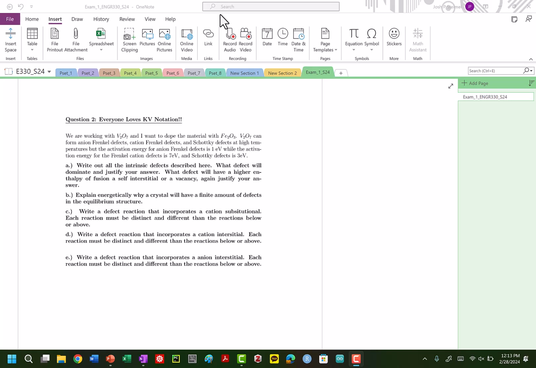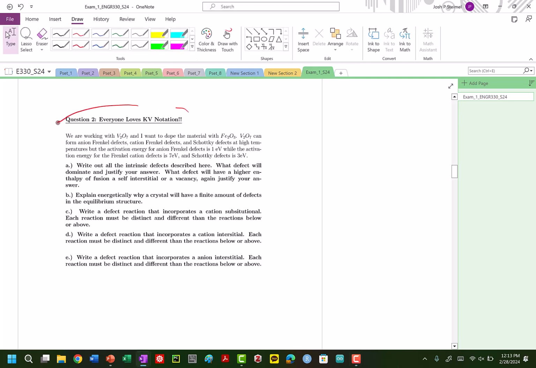All right, everyone, we are back and we are on question 2. Everyone loves Kroger-Vink notation. So we're working with this. This is going to be our host. We want to dope it with an impurity, Fe2O3.